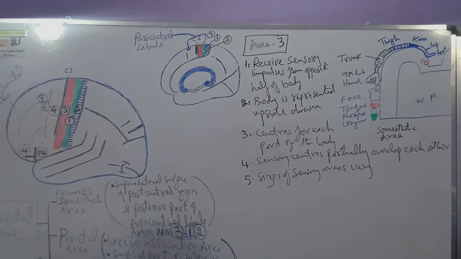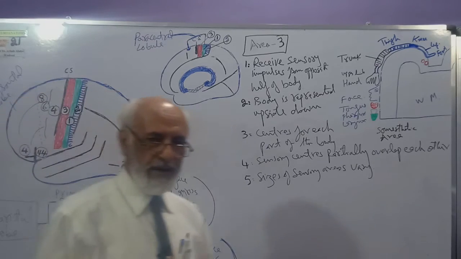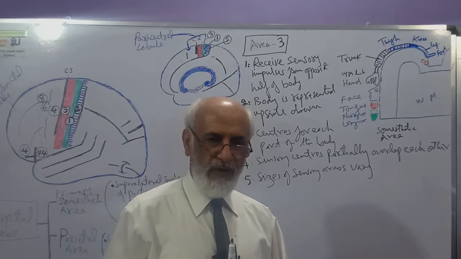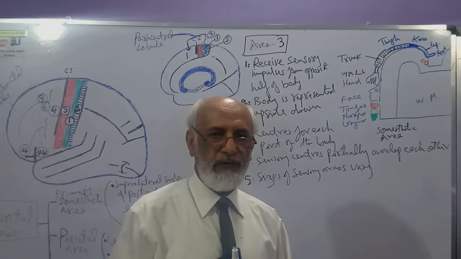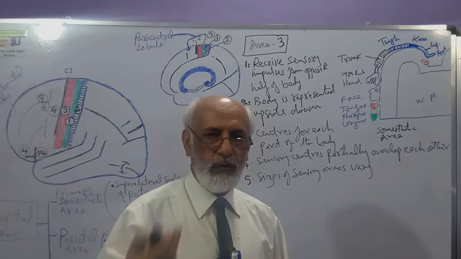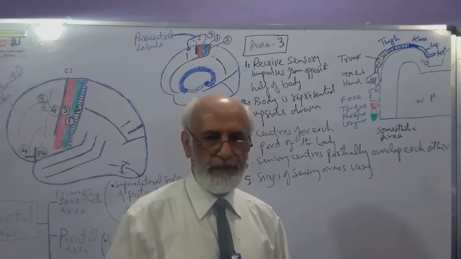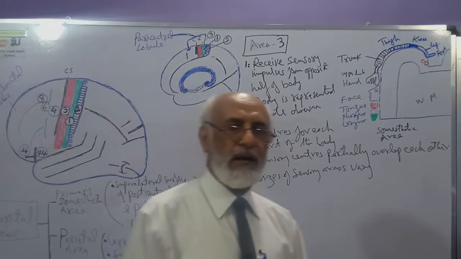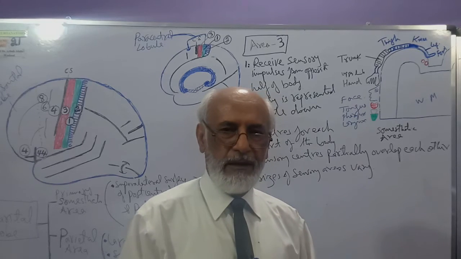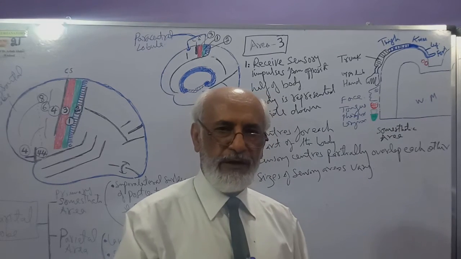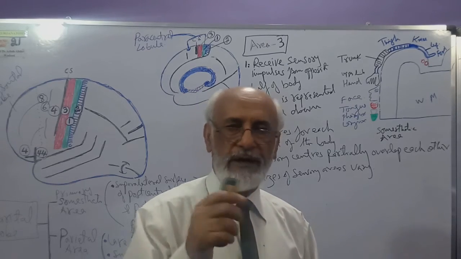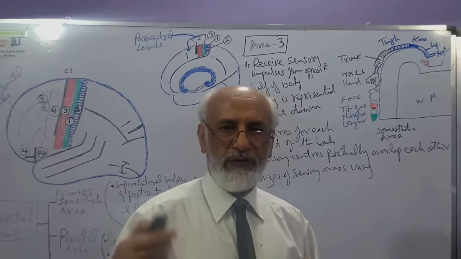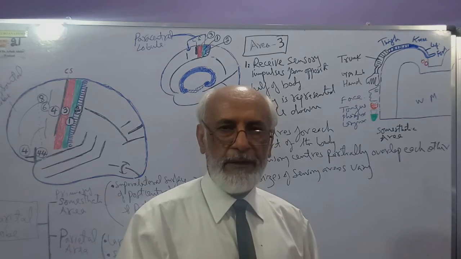Just like in the motor area, I told you that parts of the body which exhibit fine movements, the motor center for those parts will be larger as compared to those parts where the movements are coarse, gross movements. Similarly here, again, some areas of the body are more sensitive as compared to the others. Therefore, the sizes of the centers of the sensory area do not depend upon the sizes of different body parts, but it depends upon the sensory function.